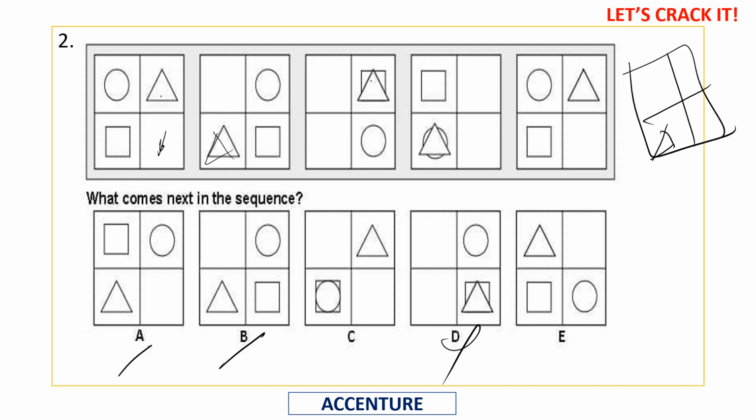And finally we get the square. If we observe the square, initially it is in here and then it came up here. It is moving in the reverse direction. So first, second, third, fourth, fifth and sixth, here it comes in the last box. So option B is the correct one.